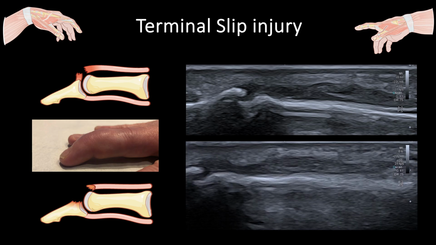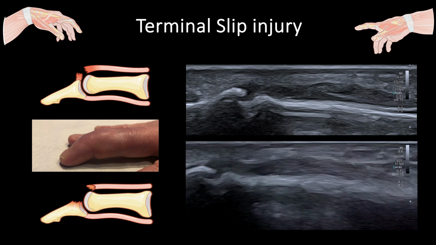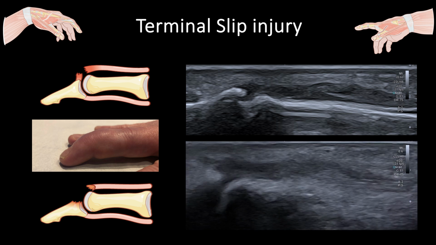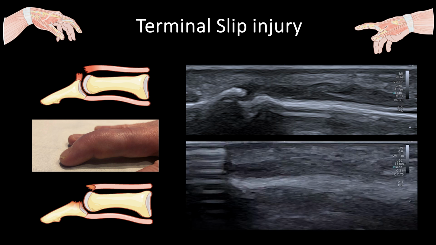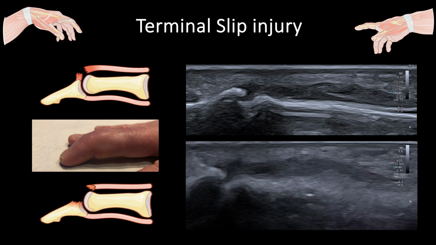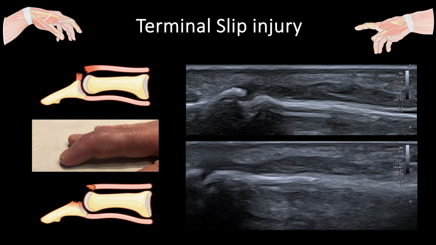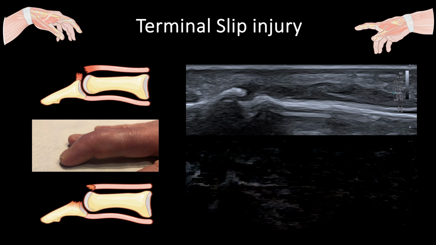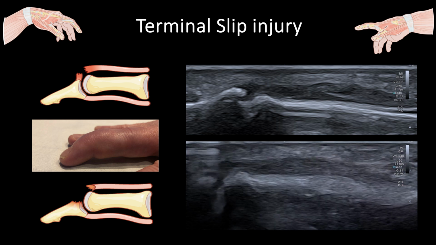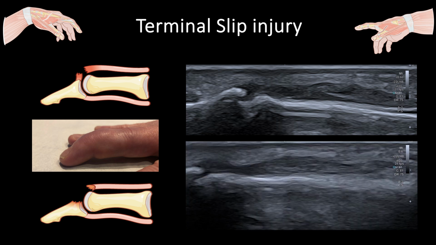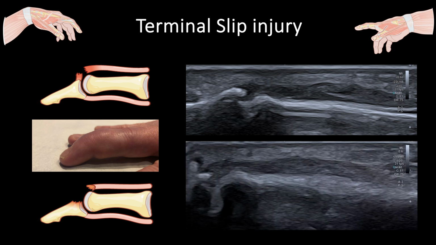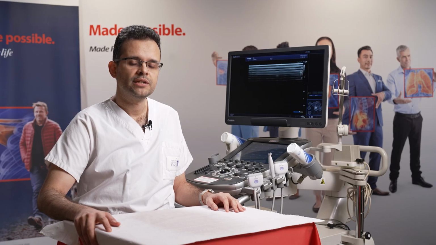Here is an example of the chronic rupture of the terminal slip. Ultrasound reveals a distal detachment at the base of the third phalanx, P3, with a gap in continuity and retraction of the tendon stump. Dynamic manoeuvres demonstrate a lack of movement during flexion-extension of the distal interphalangeal joint. Note that there is no avulsion of the bone in this case. This concludes the study of the extensor apparatus.